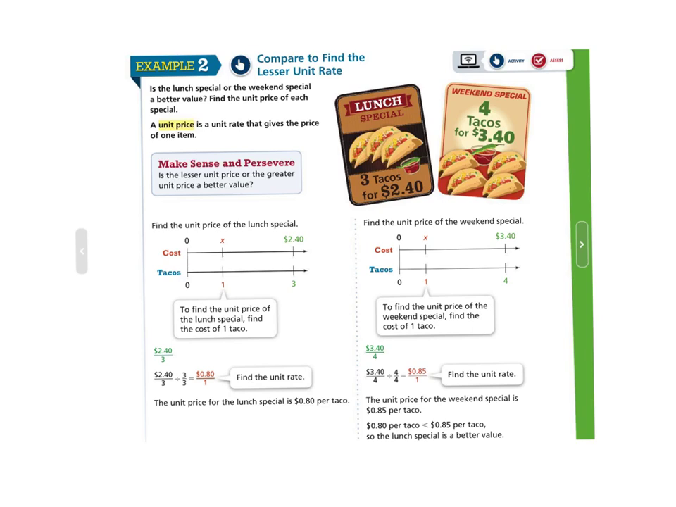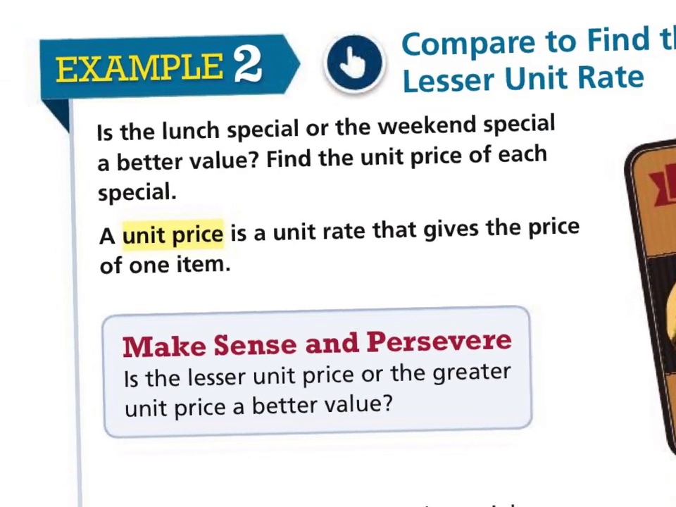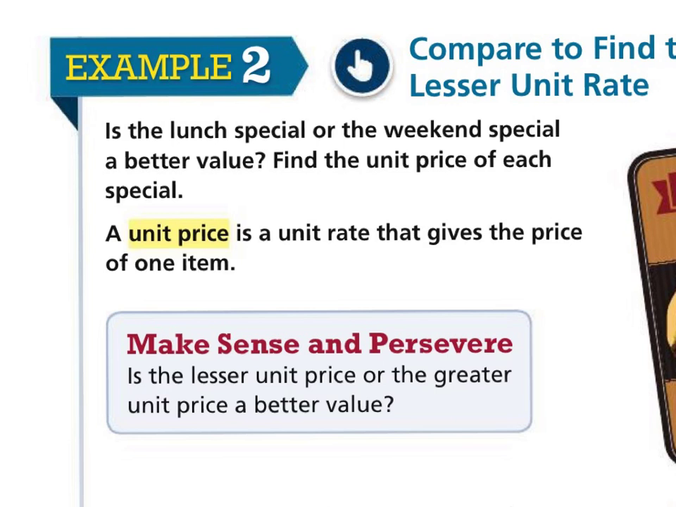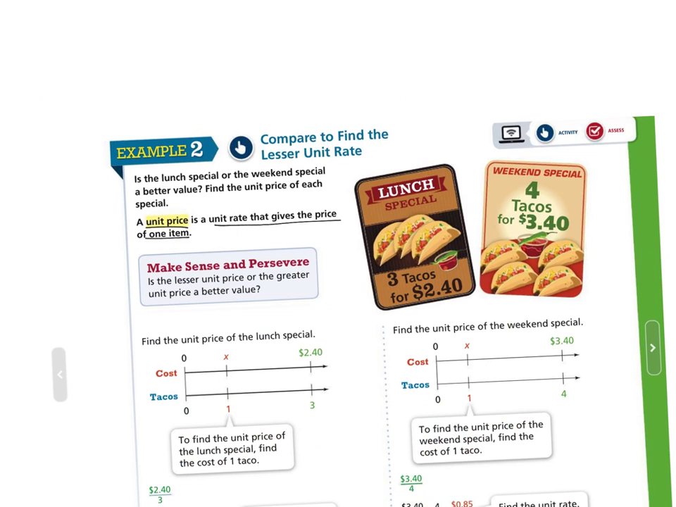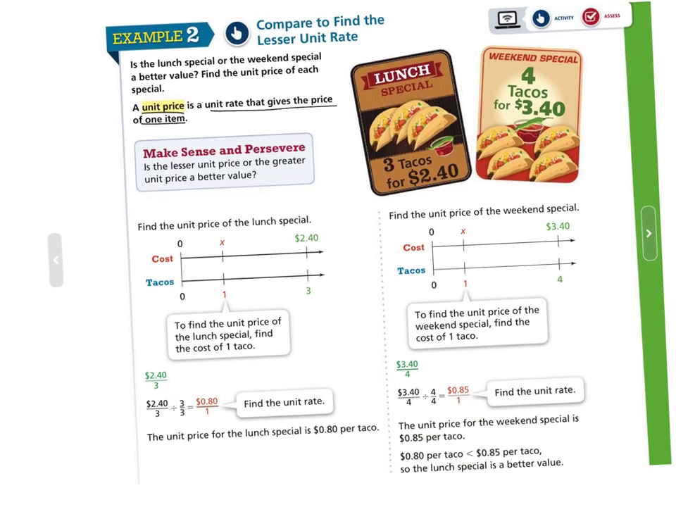Example 2. Is the lunch special or the weekend special a better value? Find the unit price of each special. So unit price is a unit rate that gives the price of one item. So in this case, we're looking at how much does it cost per taco. Cost per taco is what we're looking at, not taco per cost. Okay? Again, usually one way will sound more correct to you.